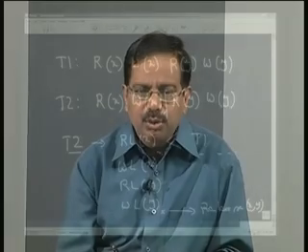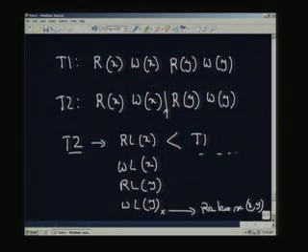I am going to show a small proof that two phase locking in effect produces a serializable order of transactions. Before I do that, I am going to look at some more properties of two phase locking in terms of what it can be doing.